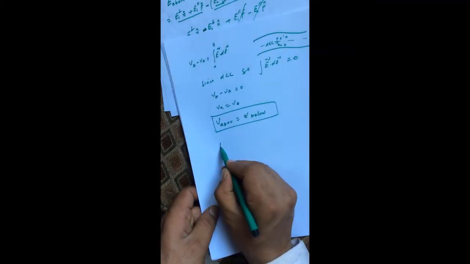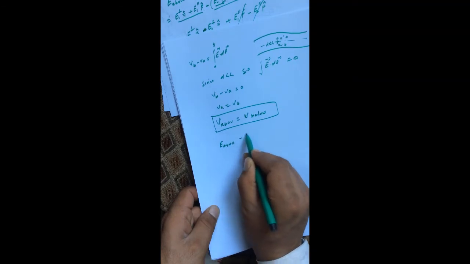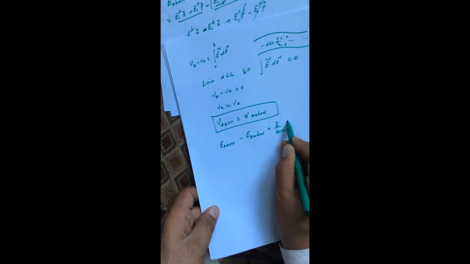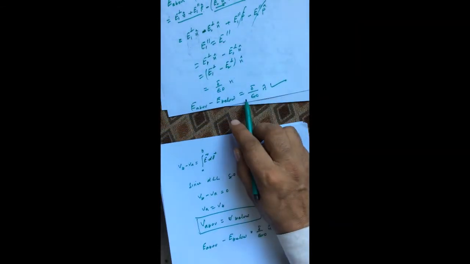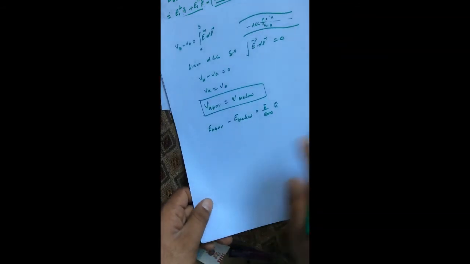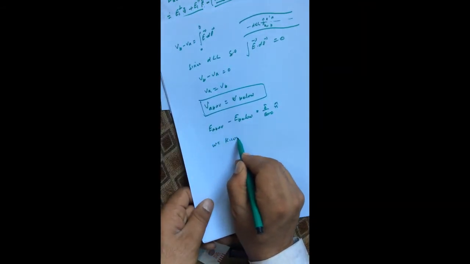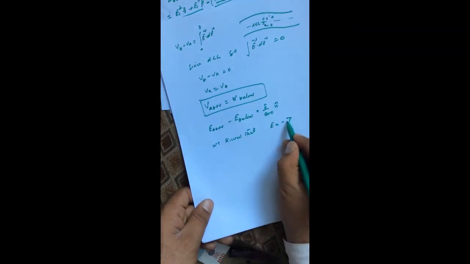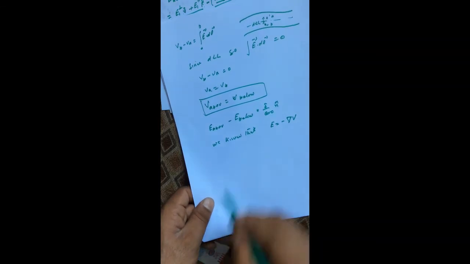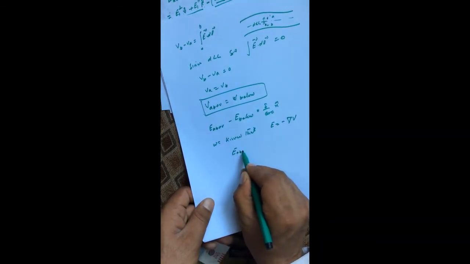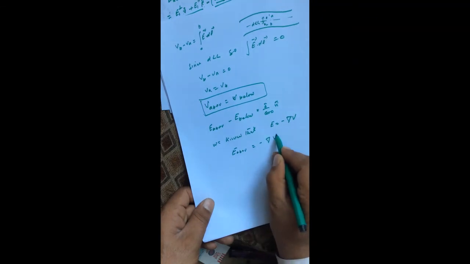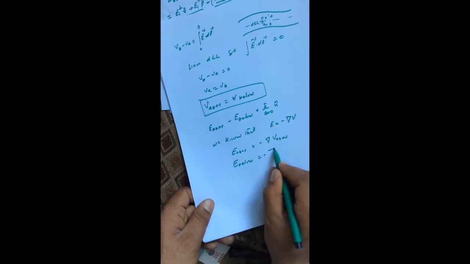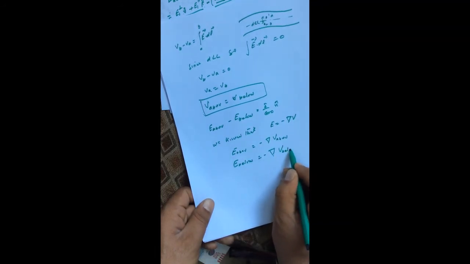Now E above minus E below is equal to sigma divided by epsilon naught N, from the previous equation, this one. But we know that E is equal to the negative gradient of the potential, minus del V. So E above will be equal to minus the gradient of V above, and E below will be equal to minus the gradient of V below.